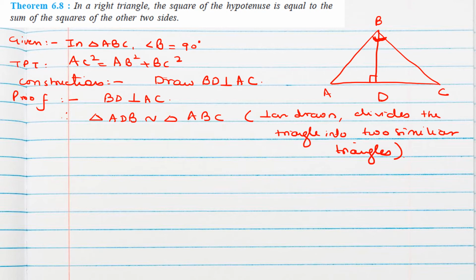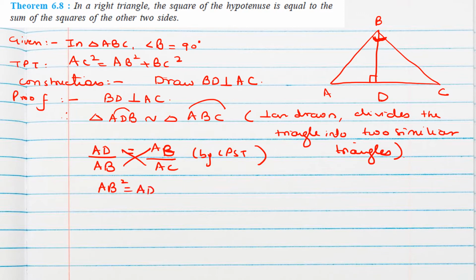Then if these two triangles are similar, we can write AD by AB. Their sides will be in proportion, by CPST, corresponding sides of similar triangles. So AD by AB, and then AB by AC. This is by CPST. So cross multiply here. So we will get AB square as AD into AC. This will be our equation 1, suppose. Now we will write this triangle is similar to the bigger one.